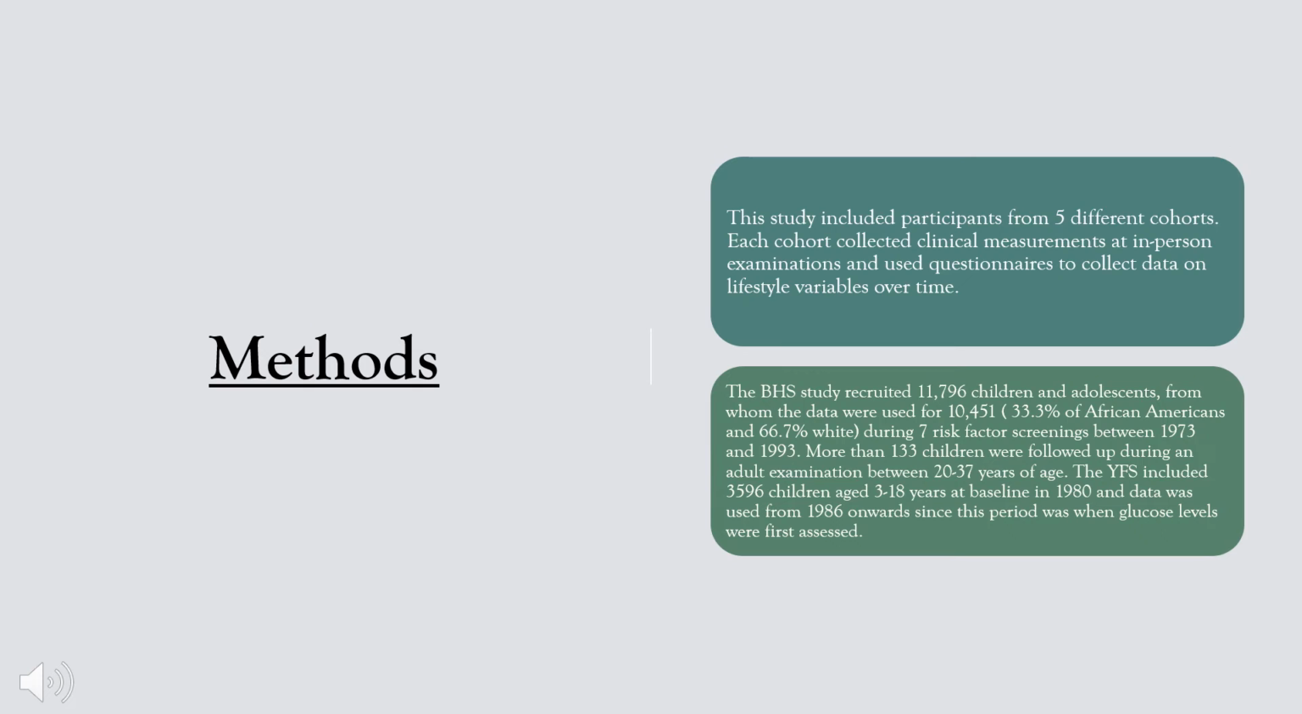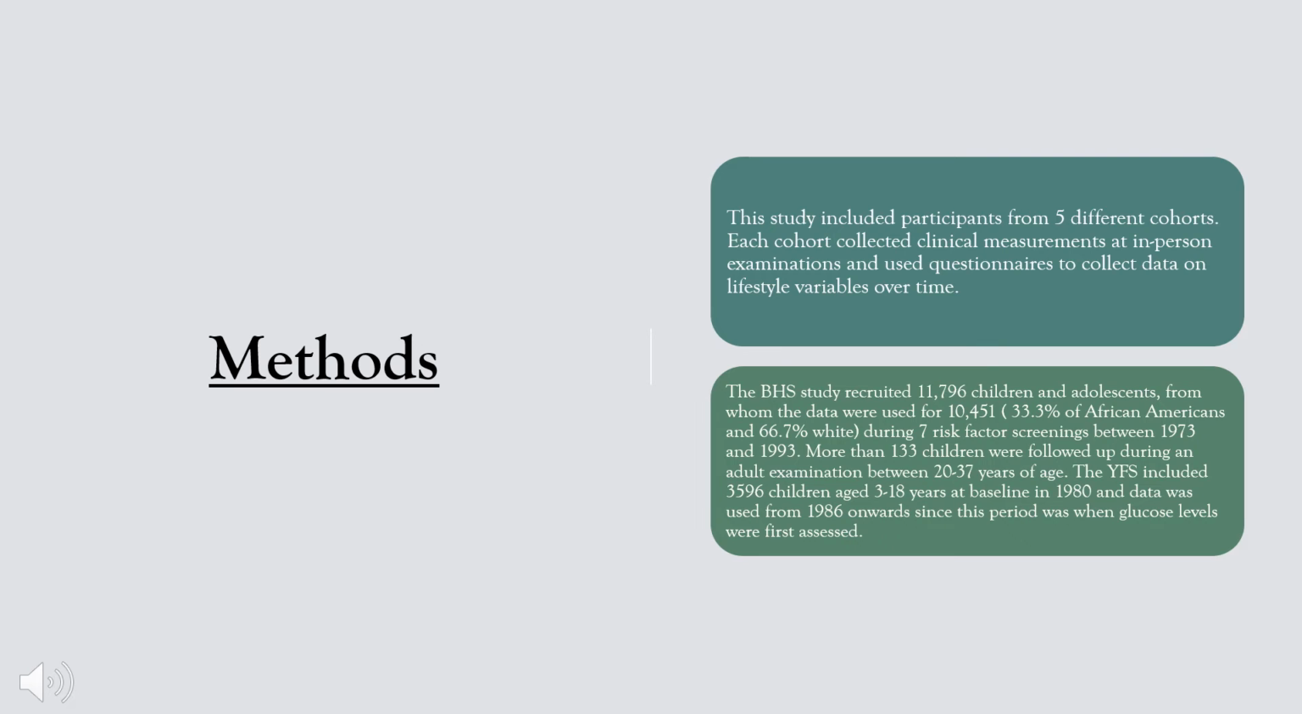The methods stated that this study included participants from 5 different cohorts. Each cohort collected clinical measurements at in-person examinations and used questionnaires to collect data on lifestyle variables over time. Also, the study recruited 11,796 children and adolescents, from whom the data were used for 10,451 during 7 risk factor screenings between the years of 1973 and 1993.